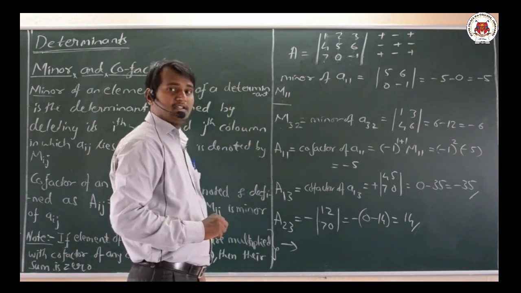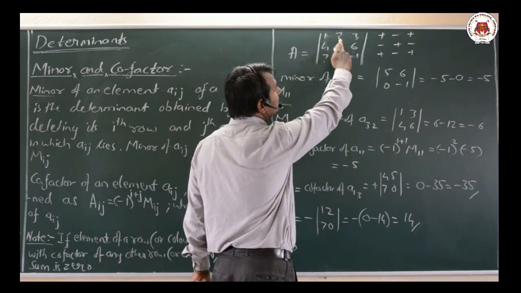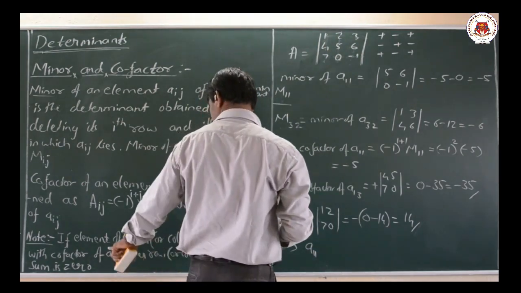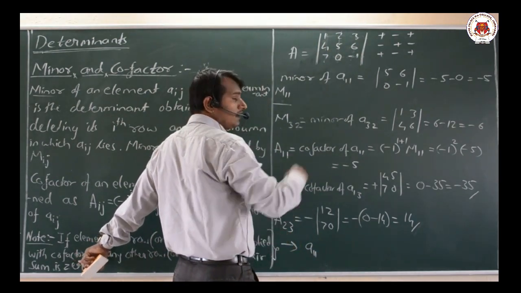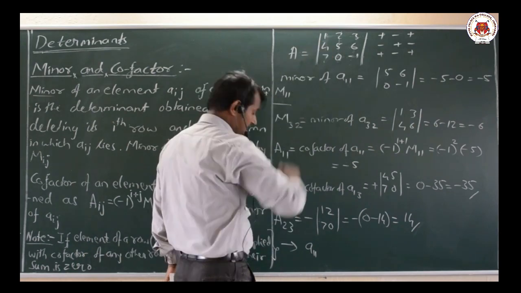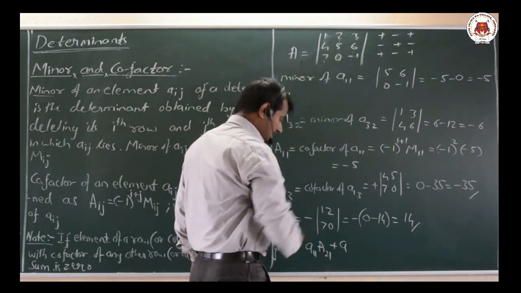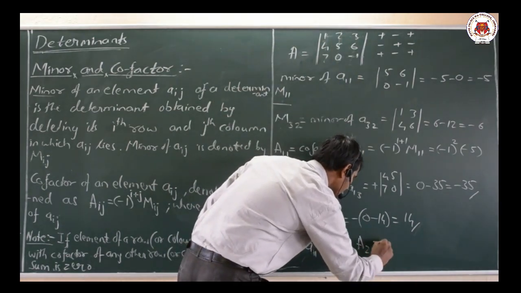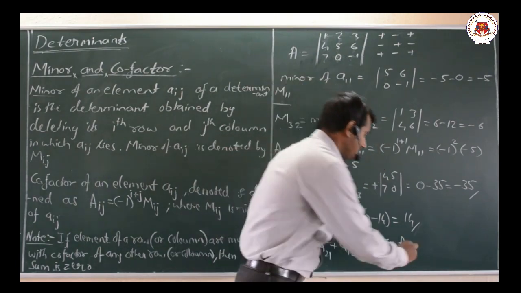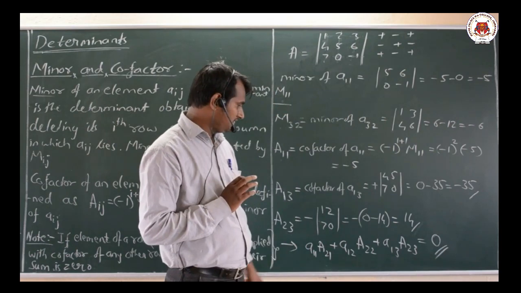Let us observe here. If you are taking these values, it is A11, A12, A13. If I take A11 and multiply it with the cofactor of any other row, or the same row itself, what we have? A11 into A21 plus, next the second value A12 into A22 plus A13 into A23. Here its sum value will be 0. That's what this particular case says.